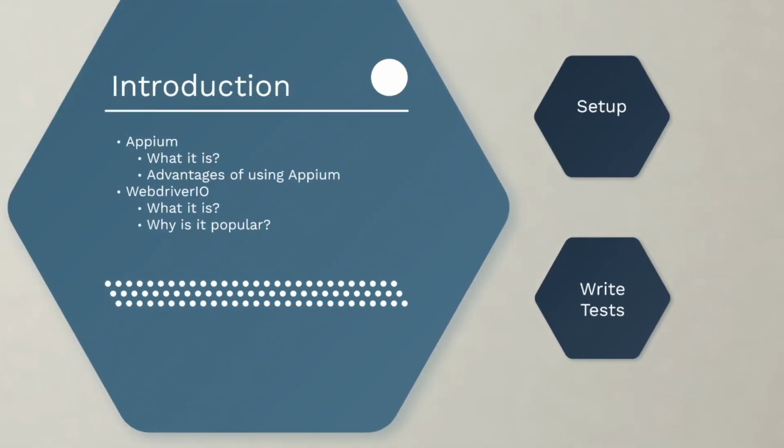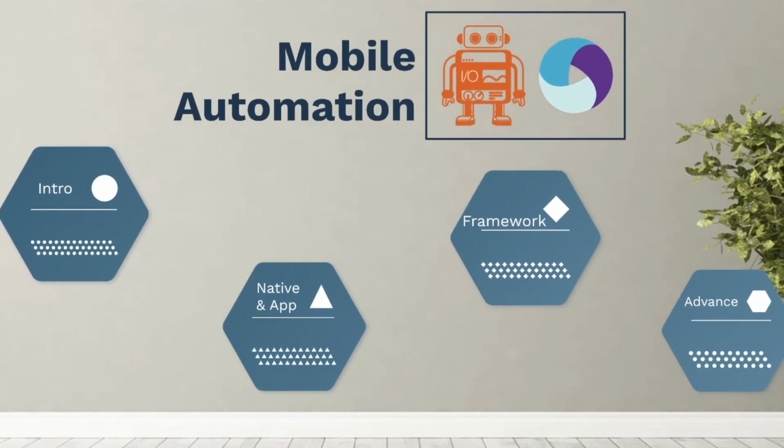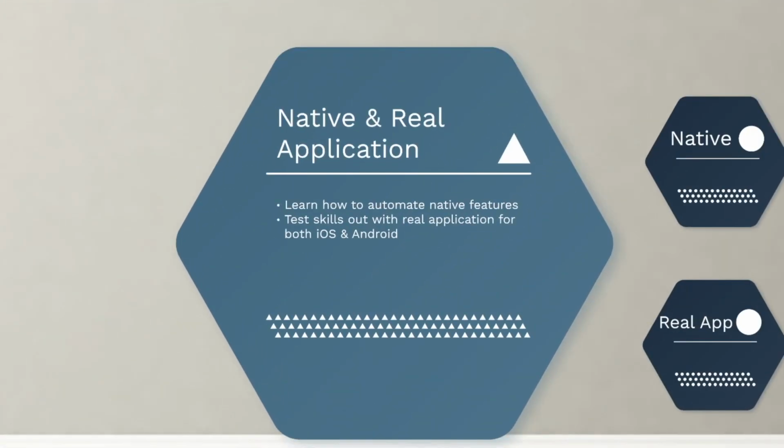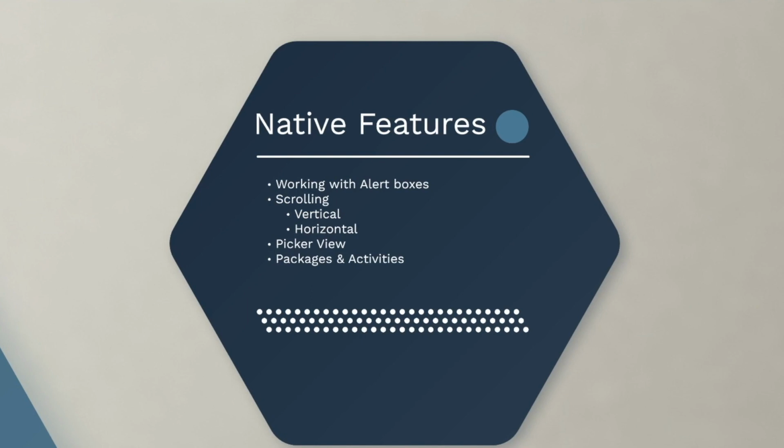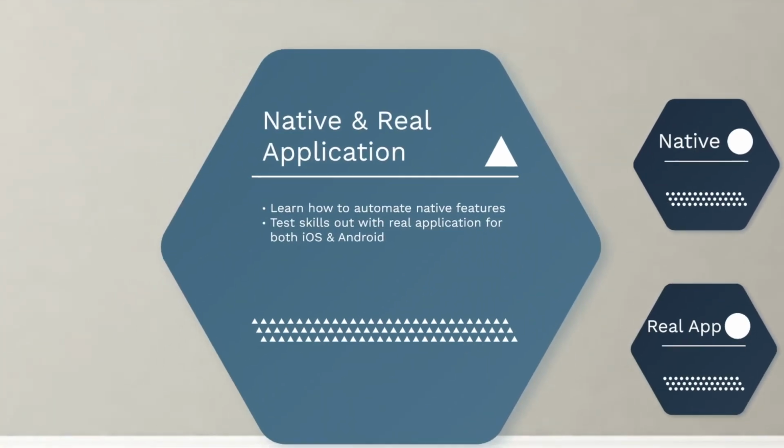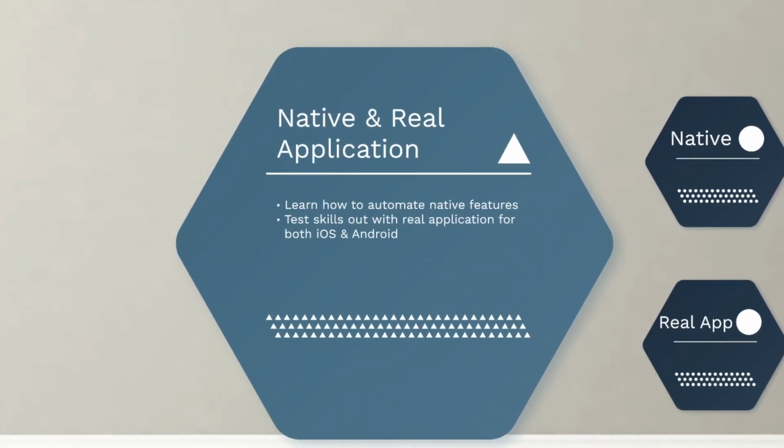After we have learned how to write tests, we will move on to learning how to write tests for our native features. So here we will cover things like working with alert boxes, how to do scrolling, whether that's vertical scrolling or horizontal scrolling, how to work with picker view in iOS, and how to access packages and activities in our Android application.